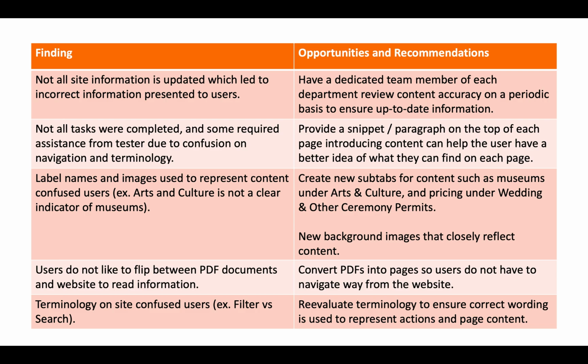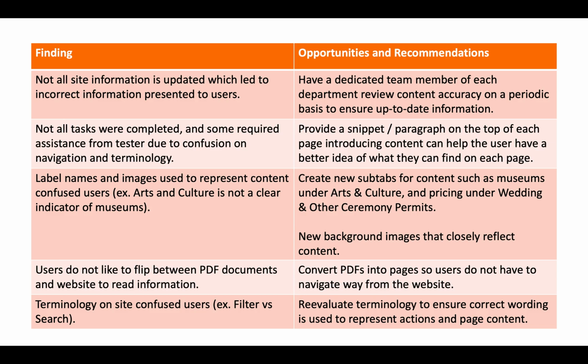The third finding was that label names and images used to represent content were confusing, such as that found on the Arts and Cultures task. To alleviate this, I believe creating a sub-tab for content such as museums under Arts and Cultures, or a pricing tab under wedding and other ceremony permits, would assist the user to understand what information would be held in each navigation content area. Additionally, changing the background image to closely reflect that of the content.